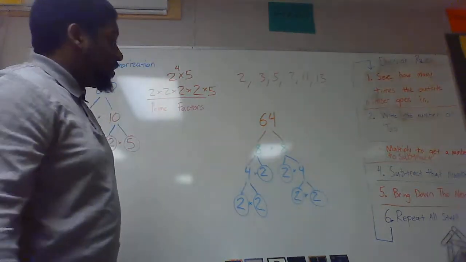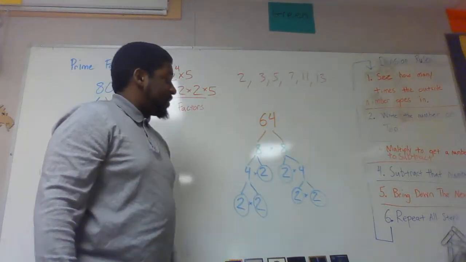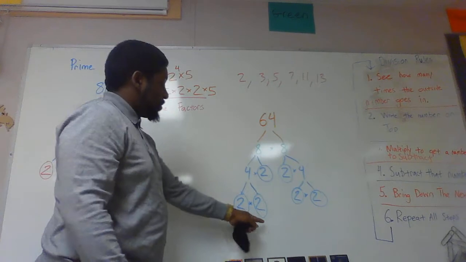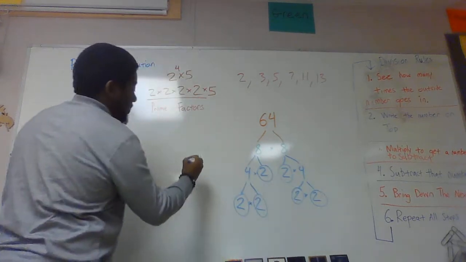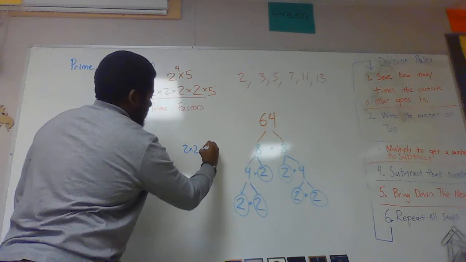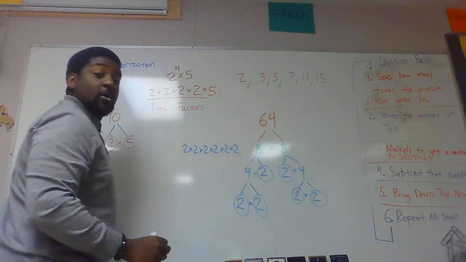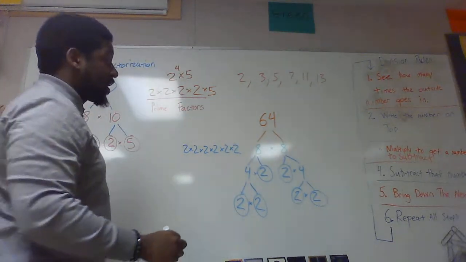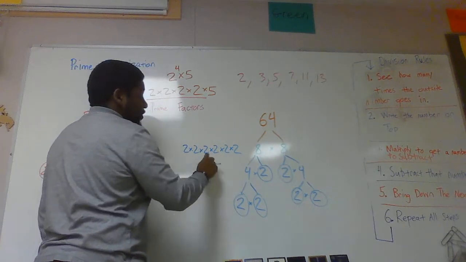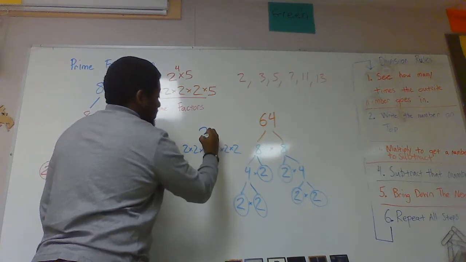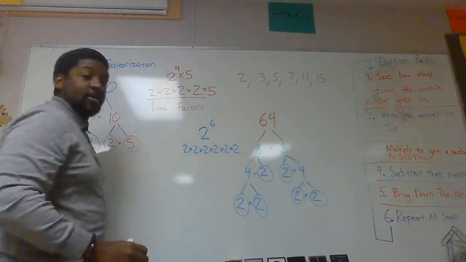So for this problem, my answer, since everything at the bottom is circled now, 2, 2, 2, 2, 2, 2, that's 6 2s. 2 times 2 times 2 times 2 times 2 times 2. Or, since we're talking about an exponent, 1, 2, 3, 4, 5, 6, 2 to the 6th power.